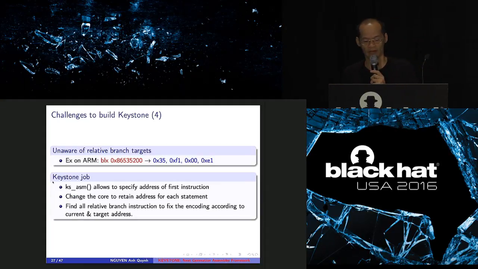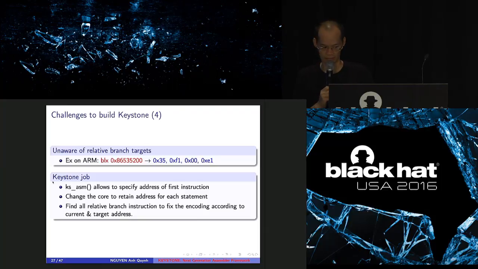The next issue is that LLVM doesn't understand branch targets. For example, you compile that ARM instruction, you get something on the right side. But the output is not correct, because the encoding of this instruction actually depends on where you are in memory, and it depends on the distance between where you are and the branch target. So the output is actually wrong. What I had to do is revise my API so it can specify the address of the first instruction. And after that, it generates the right encoding for the branch target instructions.